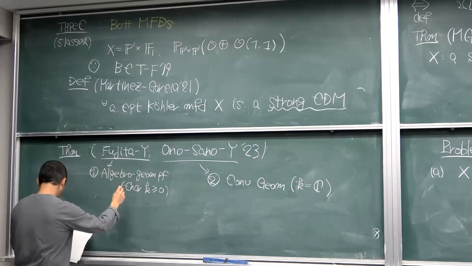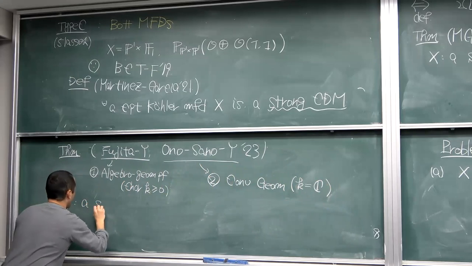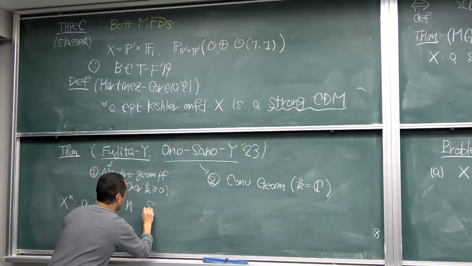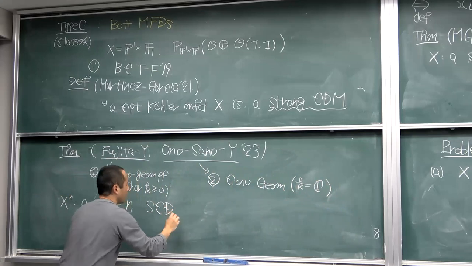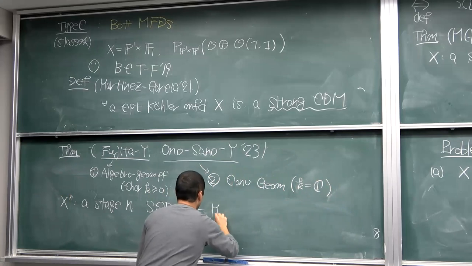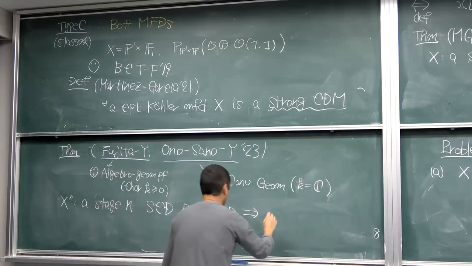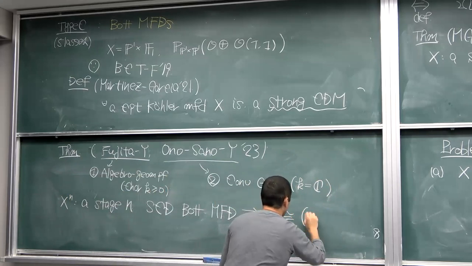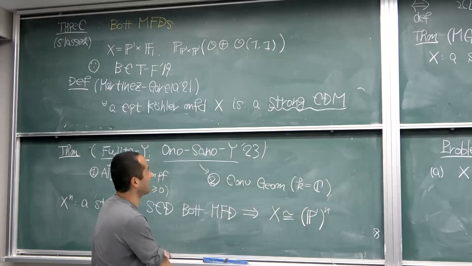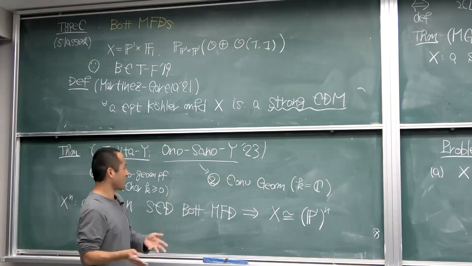And what we are able to say is, if we think about a stage n Bott manifold, so strongly Calabi-Dorian Bott manifold, then what kind of variety will appear? Actually, we classified it. Then X must be a direct product of P1. So to tell the conclusion, this is everything I'd like to share right now.